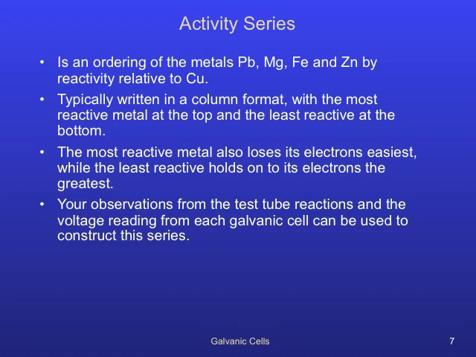Your observations in the test tube reactions give an indication of spontaneity with respect to delta G. That is, either the reaction occurs or it doesn't. The relative ease with which different metals lose their electrons is determined by comparing the measured potentials of the galvanic cells. This comparison will then allow you to rank them in the activity series.